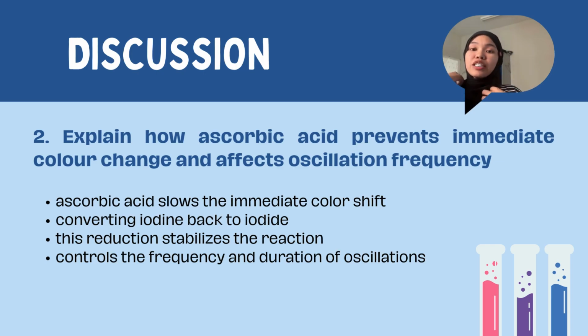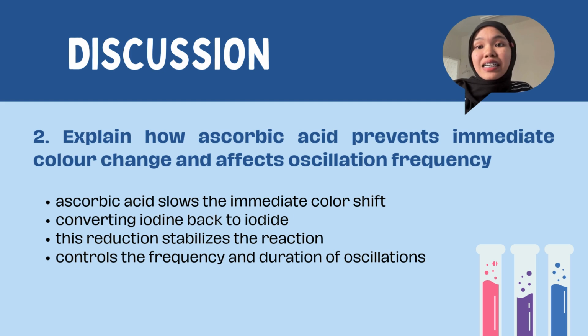For question 2, explain how ascorbic acid prevents immediate color change and affects the oscillation frequency. Ascorbic acid acts as a reducing agent, converting iodine back to the iodide. This prevents iodine from stabilizing in the form of blue-black starch-iodine complex, allowing the system to reset for the next cycle. The amount of ascorbic acid influences how quickly iodine is reduced.